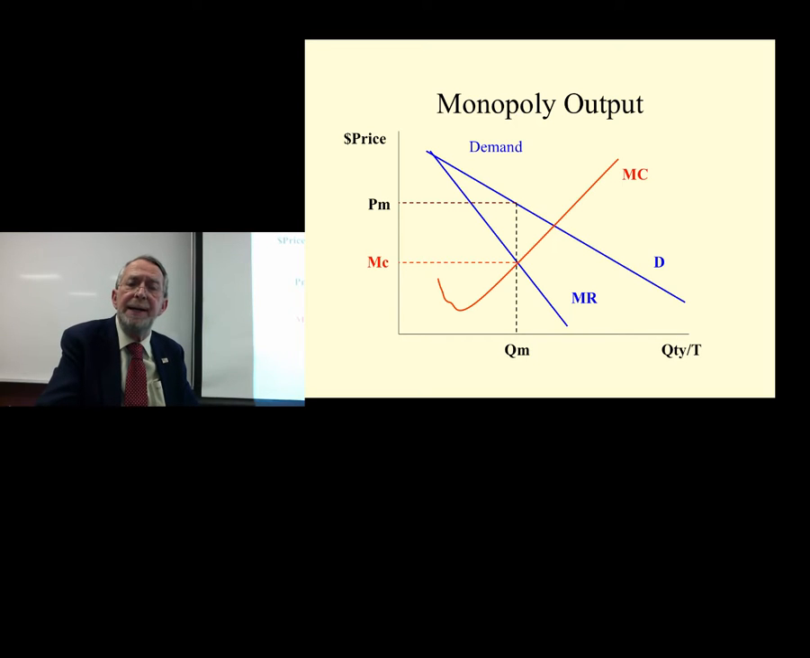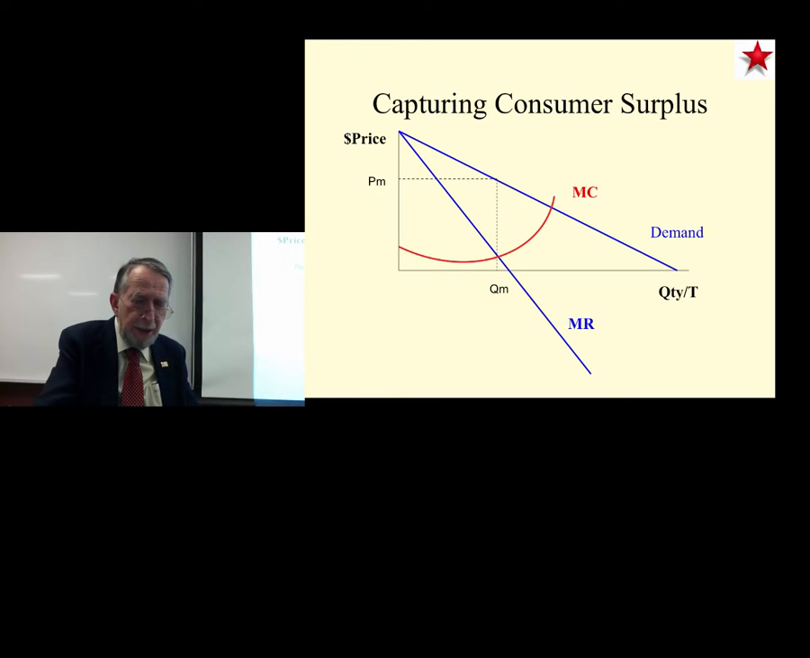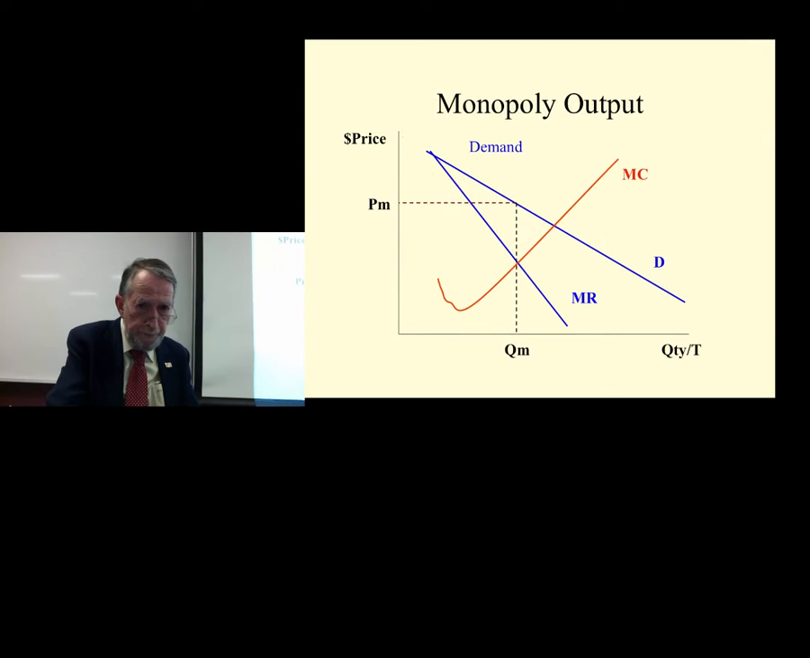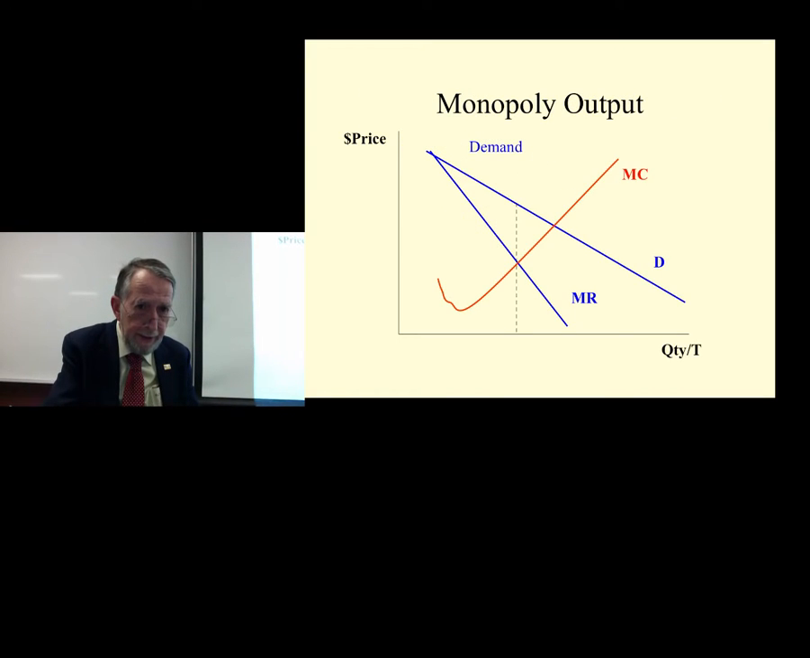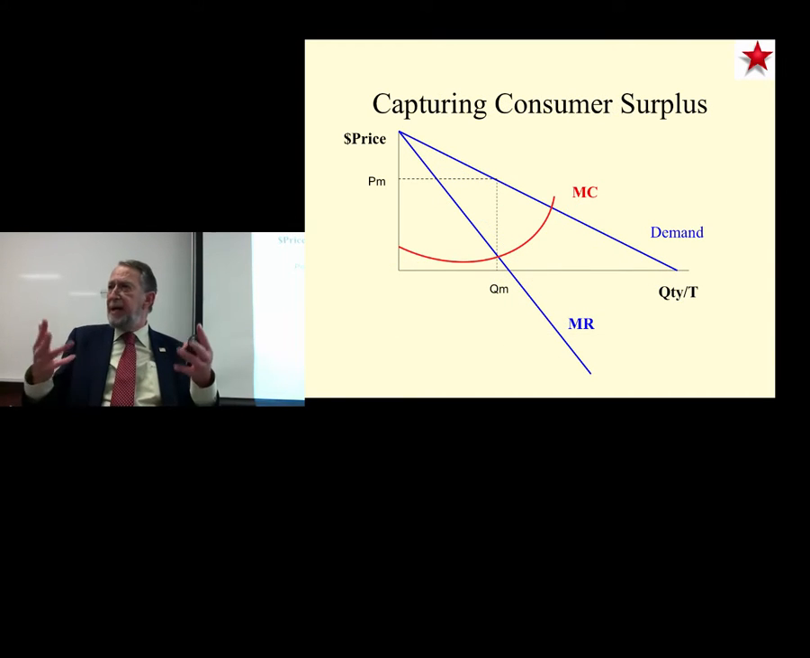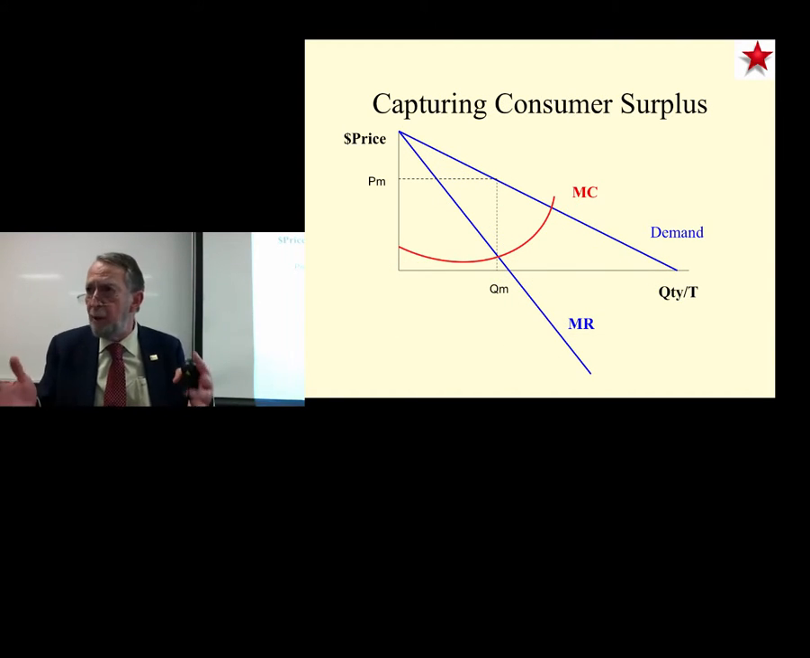We noted that in this case, price is above marginal cost. And in the competitive case, price was equal to marginal cost because it was the same as marginal revenue. And so what firms would like to do is... In fact, let me go back to, so the firm's going to take in P times Q as total revenue.